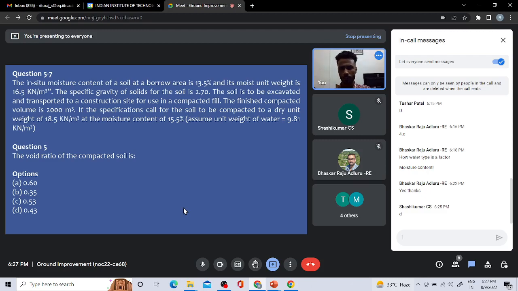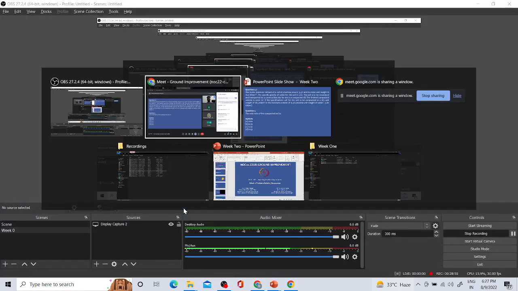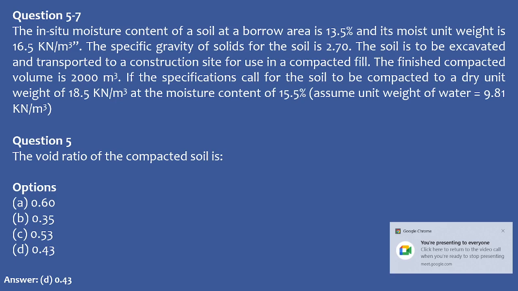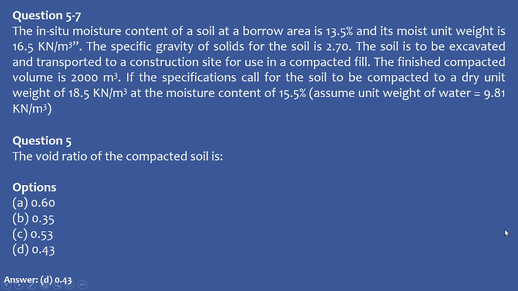D. Okay. Yeah. So the correct answer is D. It's void ratio 0.43. Sorry. So I'll solve it for you guys.